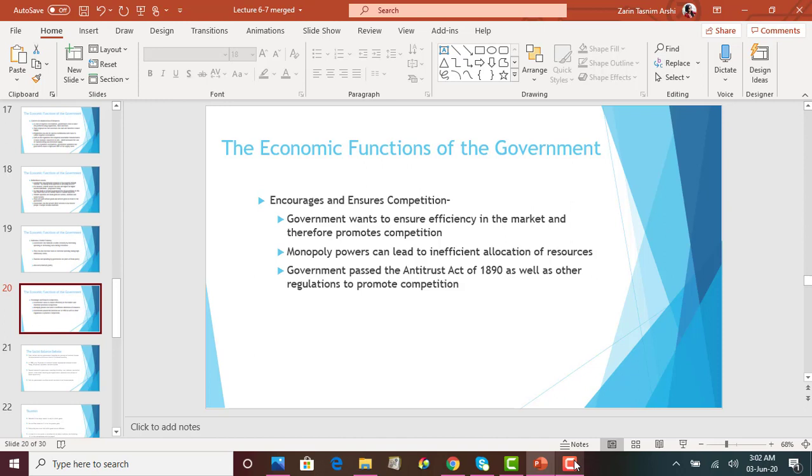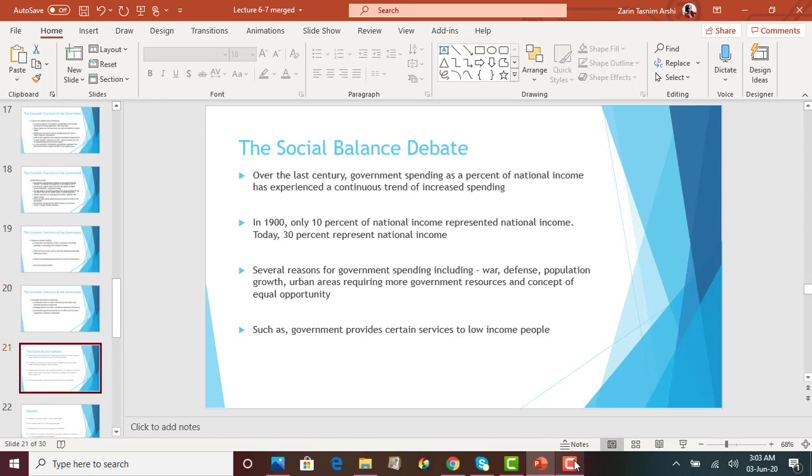So these are the 5 functions of the government. They provide a legal framework, they correct the misallocation of resources, they maintain a stable economy, they redistribute income, and they encourage and ensure competition. So make sure you know the economic functions of the government.